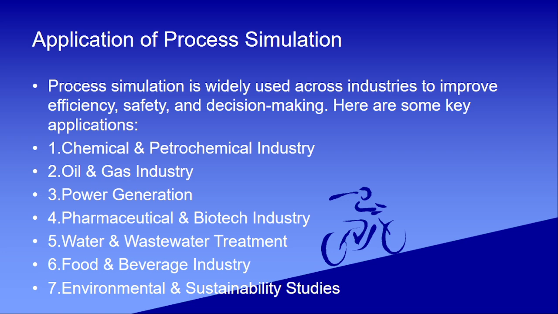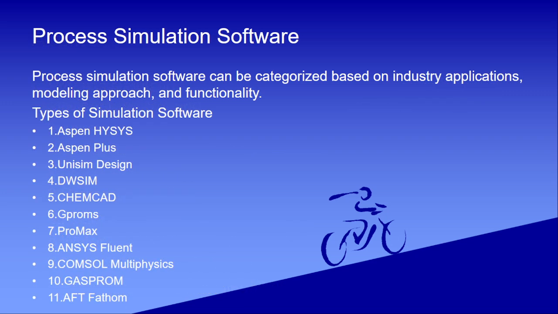All right, so process simulation cuts across so many fields. In fact, I would say it's not just chemical engineering oriented, but you can use it in chemical engineering, petrochemical, and even mechanical engineers make use of this too. So basically it cuts across a lot of fields. And it's not just one process simulation software, we have so many process simulation softwares. Talking about process simulation softwares, they are categorized based on industrial applications, modeling approach, and functionalities. All right. So what are the types of process simulation softwares we have?